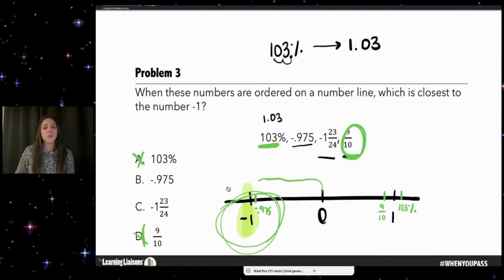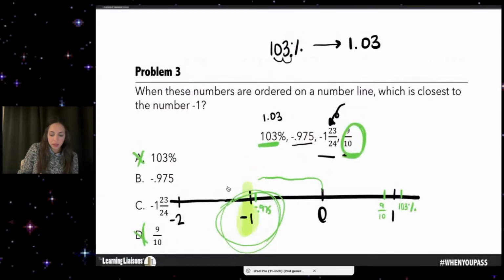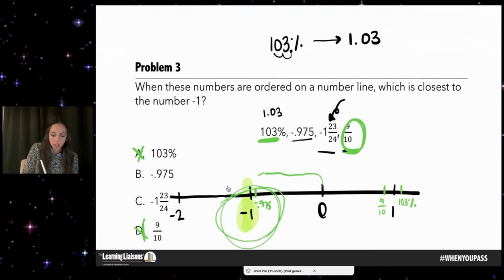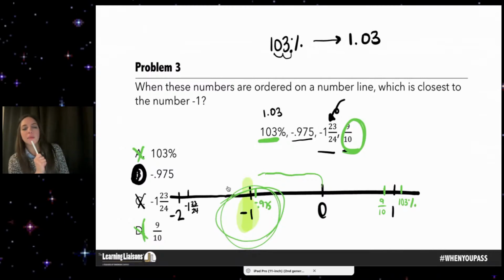-1 and 23/24. Where is that going to be on this number line? This is going to be really close to -2. So my answer is going to be B. Good job, Hope.